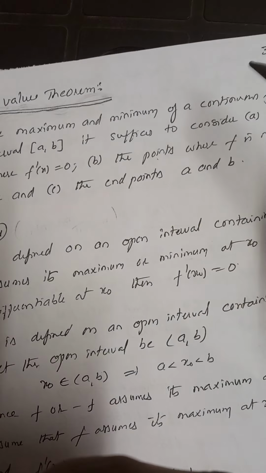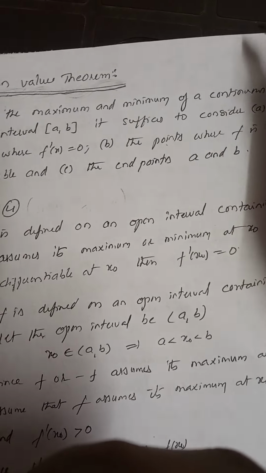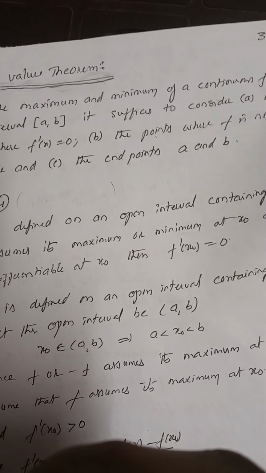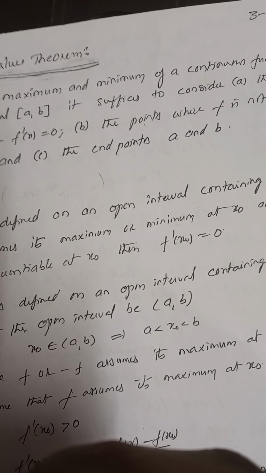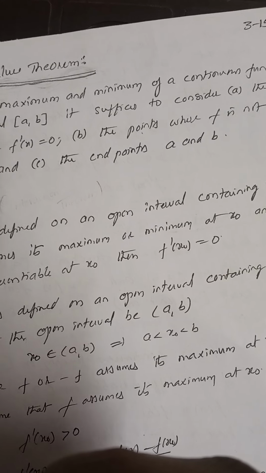What are the conditions? To find the maxima and minima of a continuous function f on an open interval or closed interval [a, b], it suffices to consider the points x where f'(x) is equal to 0. That means the first order differentiation at a point x is equal to 0. Also the points where f is not differentiable and the end points a and b.